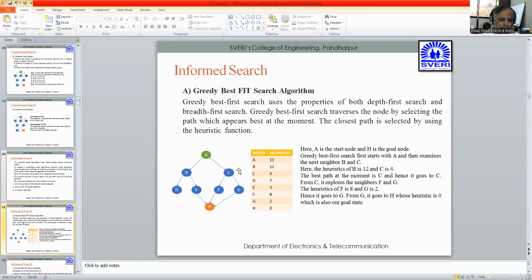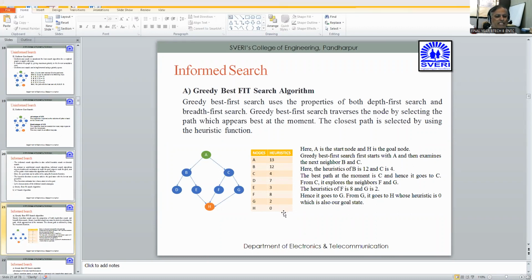Now you can see that there is a graph of nodes. You have A as the start node and H as the last node, that is the goal node. There are heuristics defined for each node. A will be 13, B will be 12, C will be 4, D will be 7, E 3, F 8, G 2, and H as 0. So this is the goal state and this is the starting node. Now how will it use these heuristics to reach from A to H?